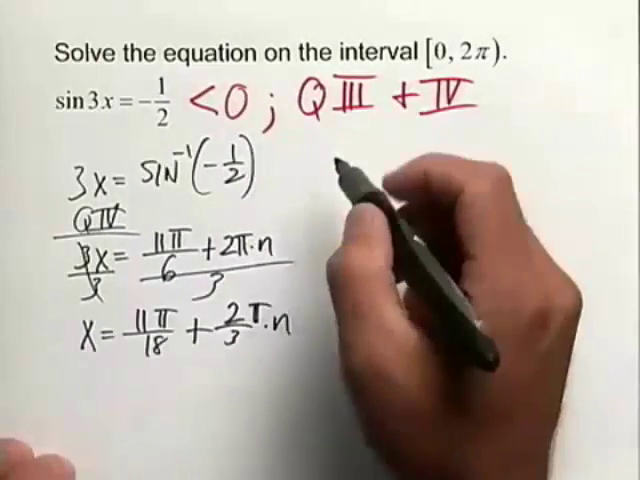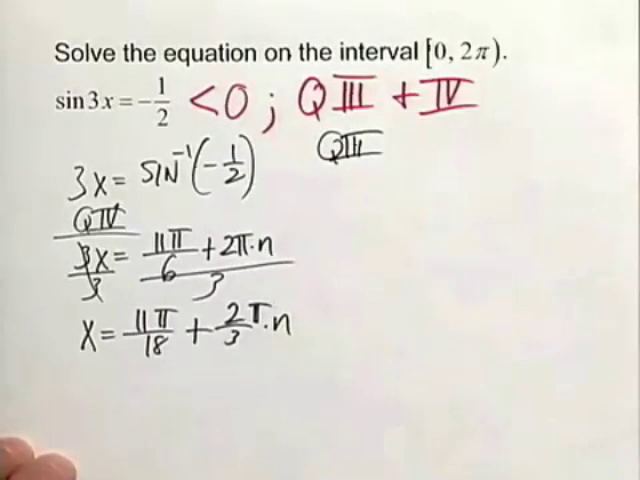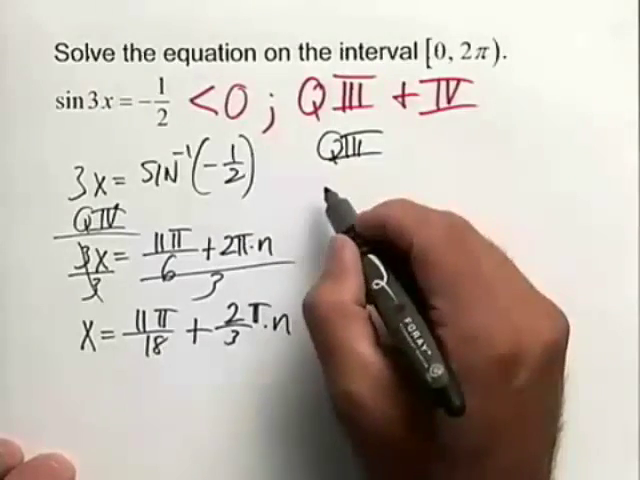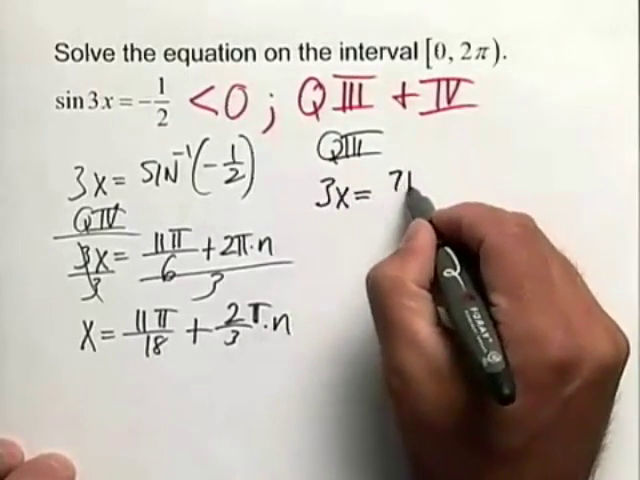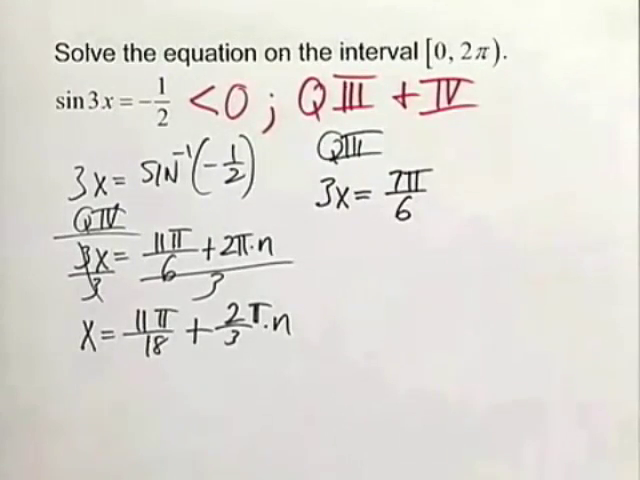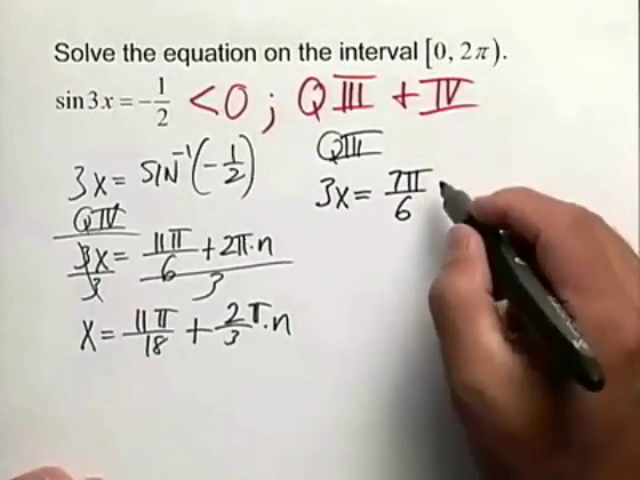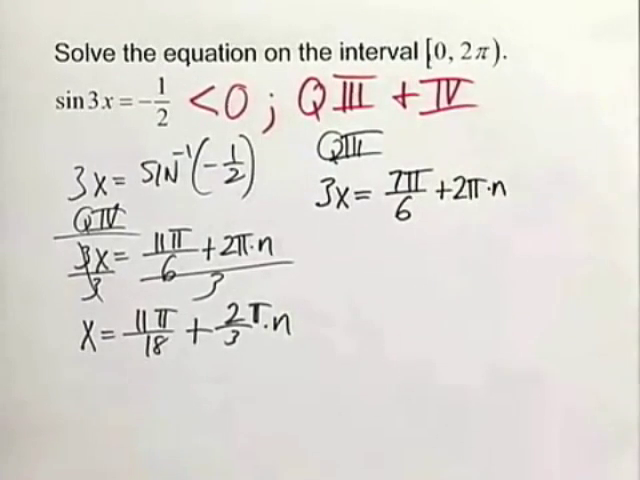Now let's think about quadrant 3. In quadrant 3, again, our reference angle is pi/6. So we can also say that 3x is going to be equal to 7 pi/6 in quadrant 3. Again, addressing the periodicity, we're going to add 2 pi n to that value.